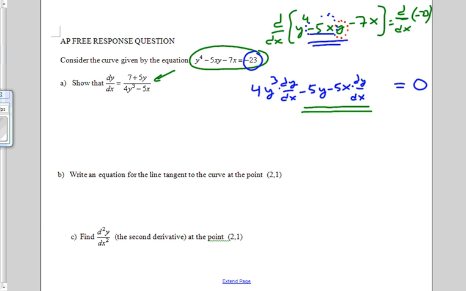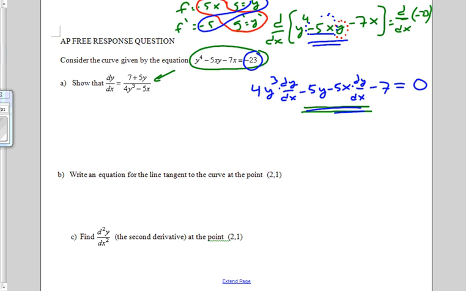If you need some reminders of the product rule, think of f as negative 5x. So f prime is negative 5. g was y, so g prime equals y prime. So my product rule is going to result in negative 5x times y prime plus negative 5 times y. So that's how I get this double green underlined result. And then we have the derivative of negative 7x, which is just minus 7.